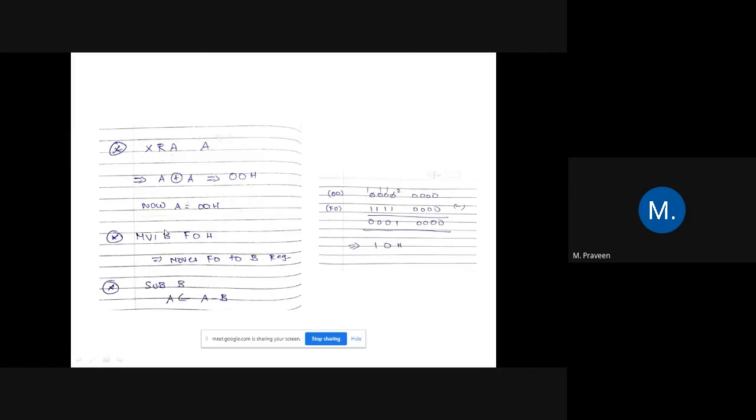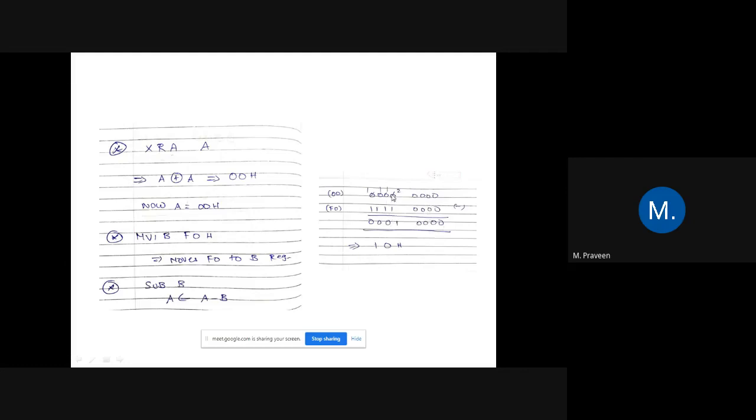After that, MVI B, F0 means moving F0 to the B register. So now the B value is F0. Then SUB B means A will be subtracted with B. So the value of A is 00, and the B value is F0. This is the manual calculation here. A is 0000 0000. F0 can be written in binary as 1111 0000, since F is 1111 and 0 is 0000. So if we subtract, the first 4 bits will become 0.